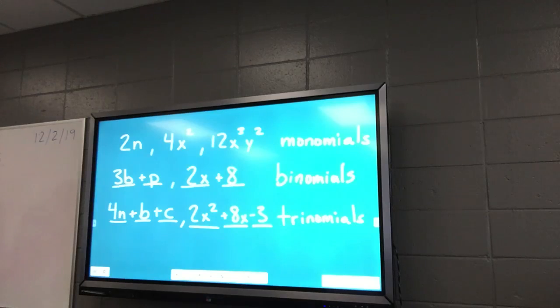Let's go with one more. Ben, 2ab to the negative first. Monomial or not? No. Why not? There's a negative exponent. Negative exponent, no longer monomial. That's it.